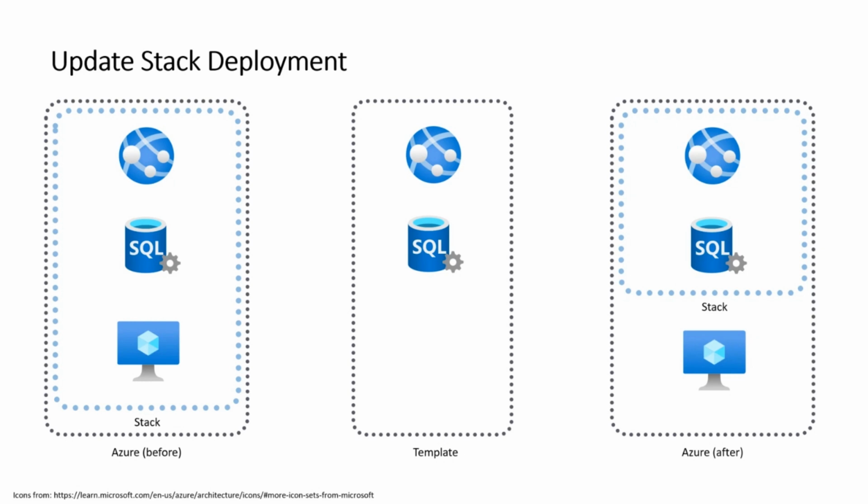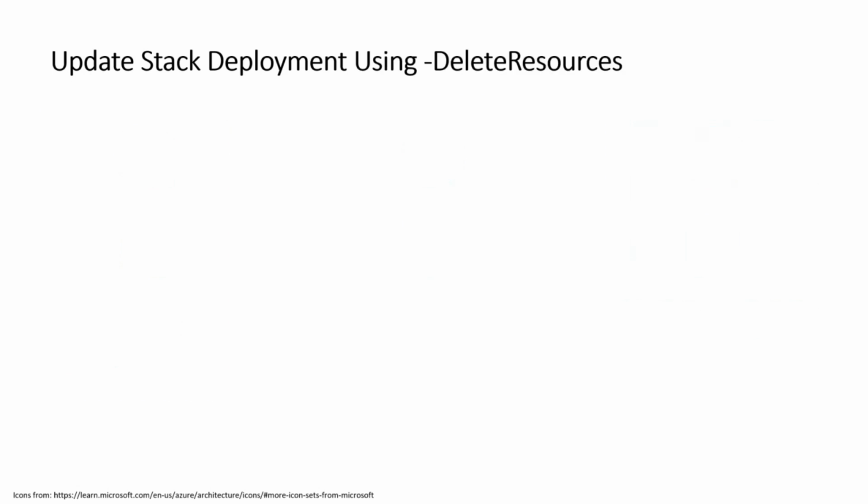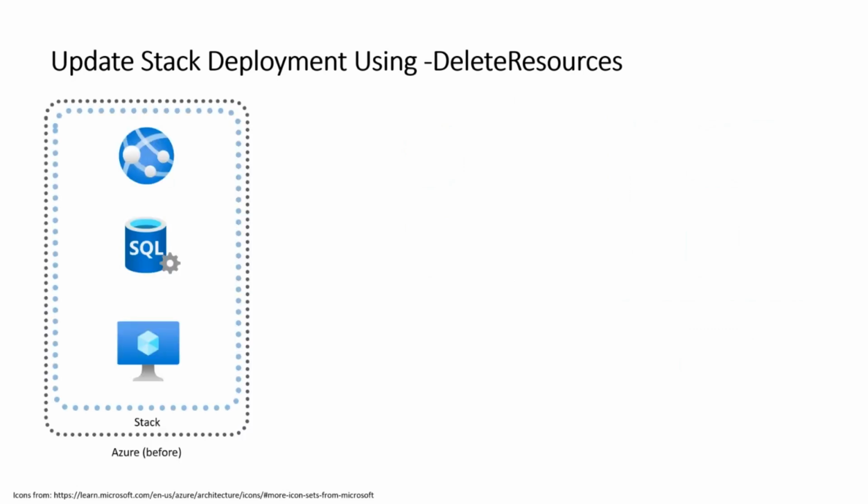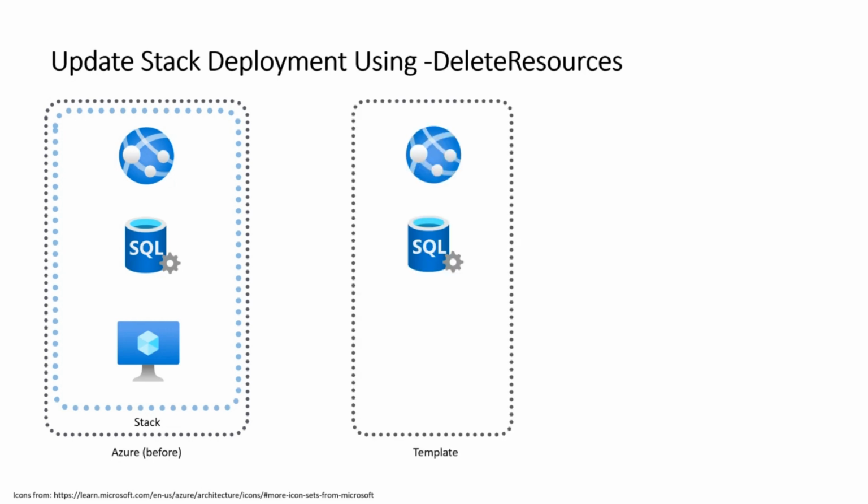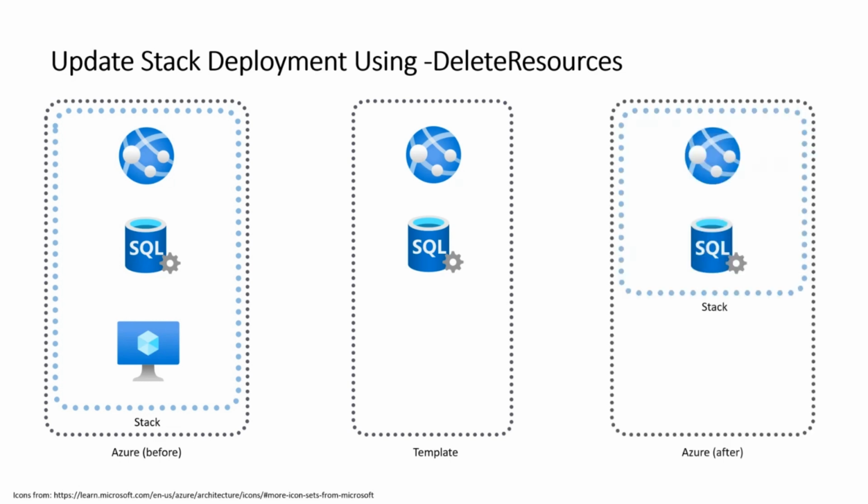Let's say you want to go one step further. There is a parameter that you can give to deploying a deployment stack, which is called -delete resources. So if we run through the same scenario, in Azure we have an app service, a SQL DB, and a virtual machine. And we're going to deploy that template, which contains just the app service and the SQL DB. What will happen is that in Azure, that virtual machine will now be deleted. Not because it's part of the deployment scope, but because it's part of the stack that we're now redeploying.